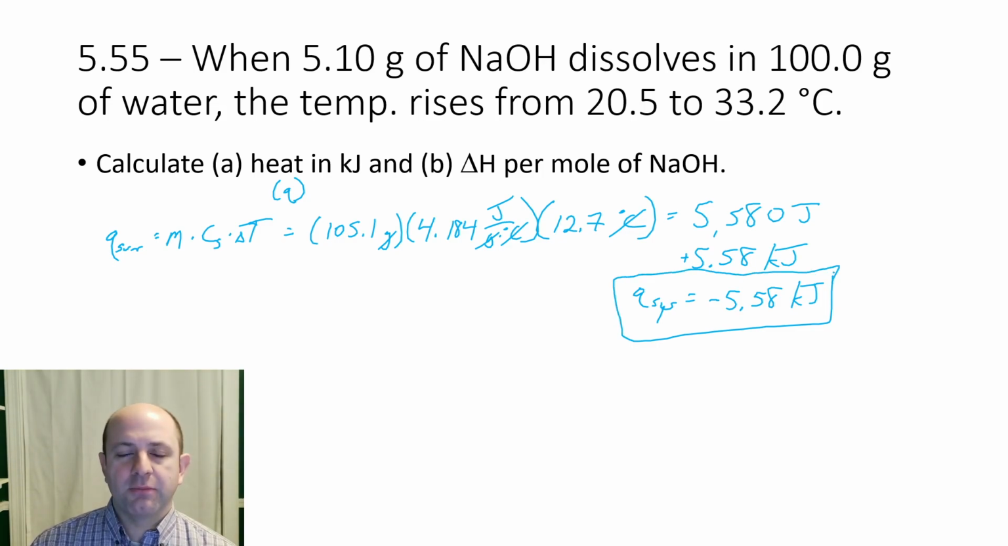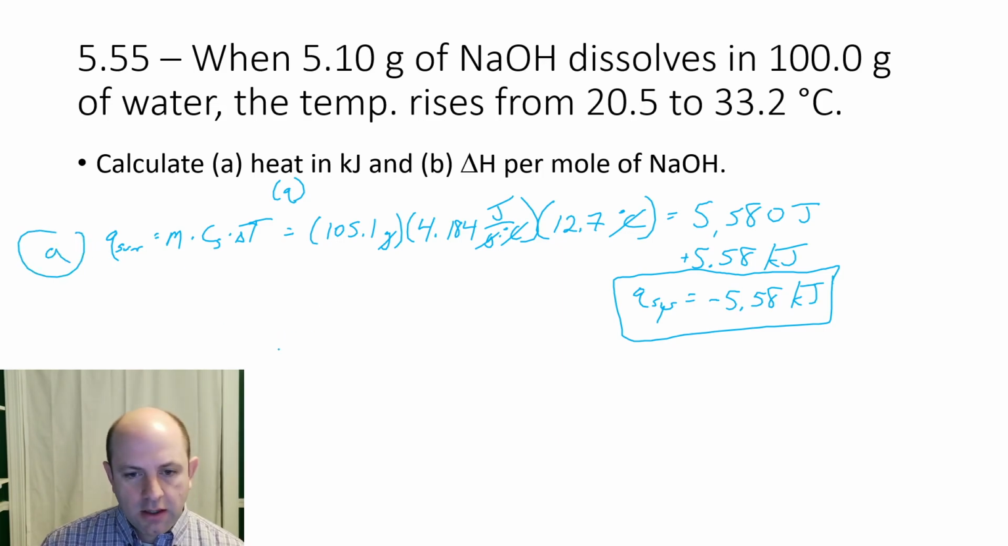Sometimes that'll happen in the problem where they say how much is released. If that's the case, or if they say how much is absorbed, they don't care about the sign. They're just saying what's the magnitude. So for this problem, they probably actually want just 5.58 kilojoules. But if we're being very specific, we'd say the system had a change of negative 5.58. It released 5.58 kilojoules. All right, that was part A.